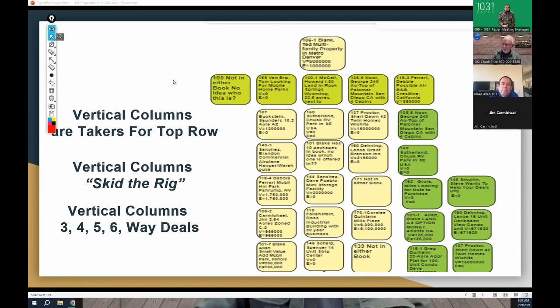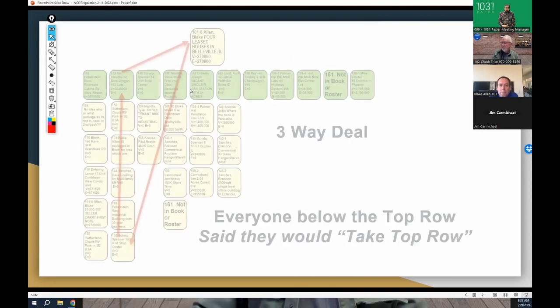Now, vertical columns are called skidding your rig. And I used to think, well, that's not too nice. But what skidding the rig is, you just basically want to know who made an offer on the top row, who made offers on those people. And that will give you a 3, 4, or 5-way deal.